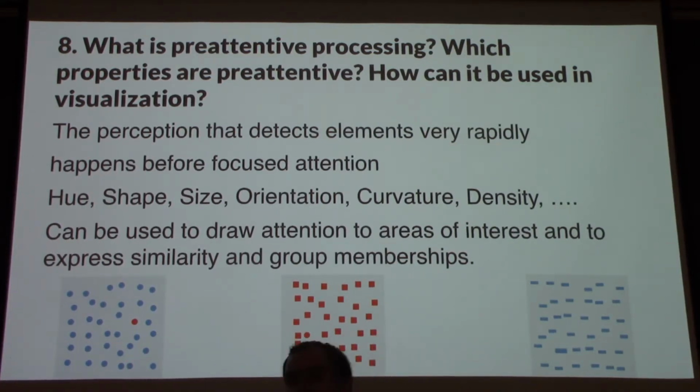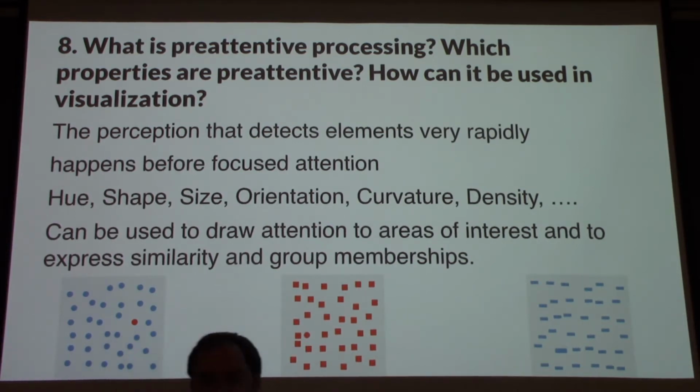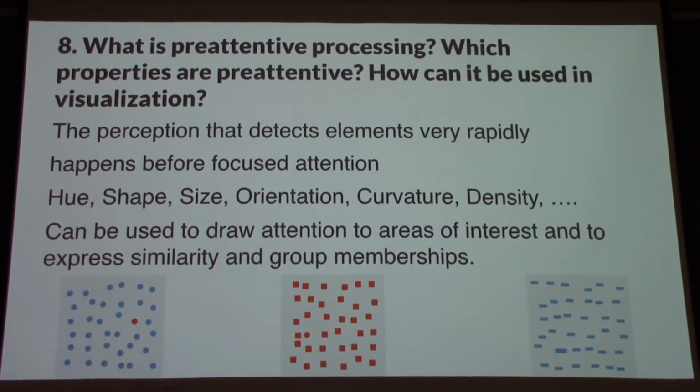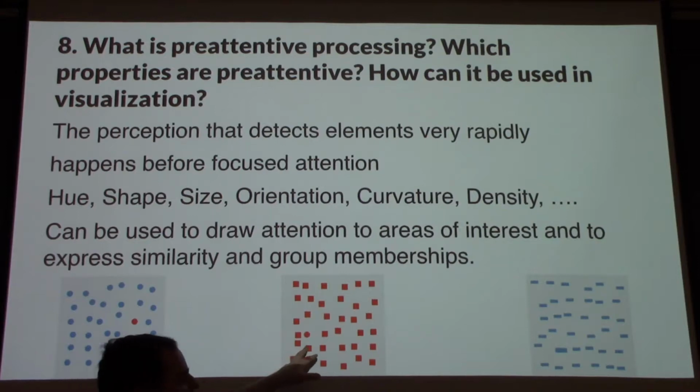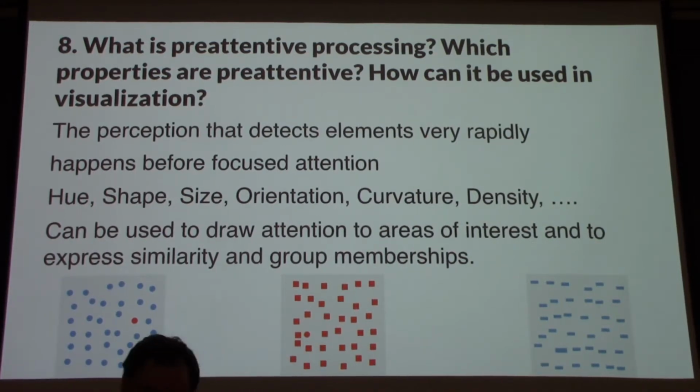So preattentive processing is really about the part of the perception that detects elements very rapidly, before the focused attention. In this case, we see this dot preattentively, we see this dot here preattentively because of its different shape, and we see this one here preattentively again. So hue, shape, size, orientation, curvature, density, and so on.